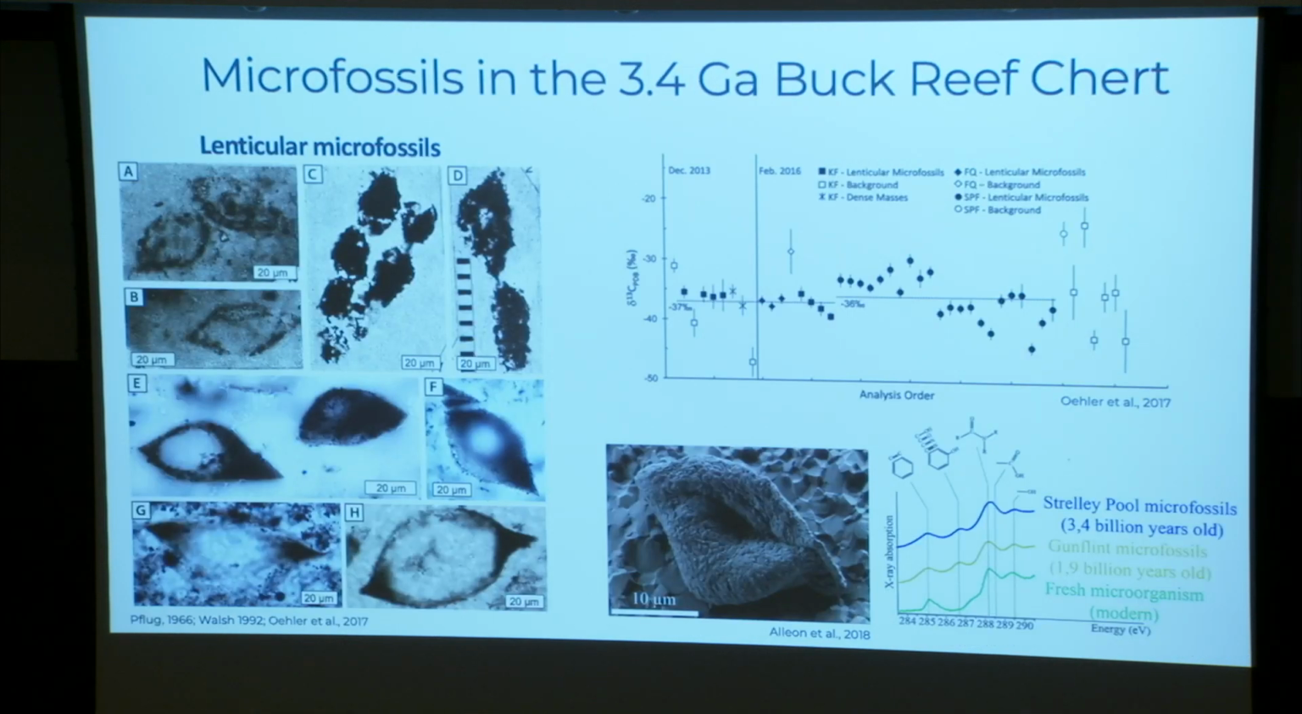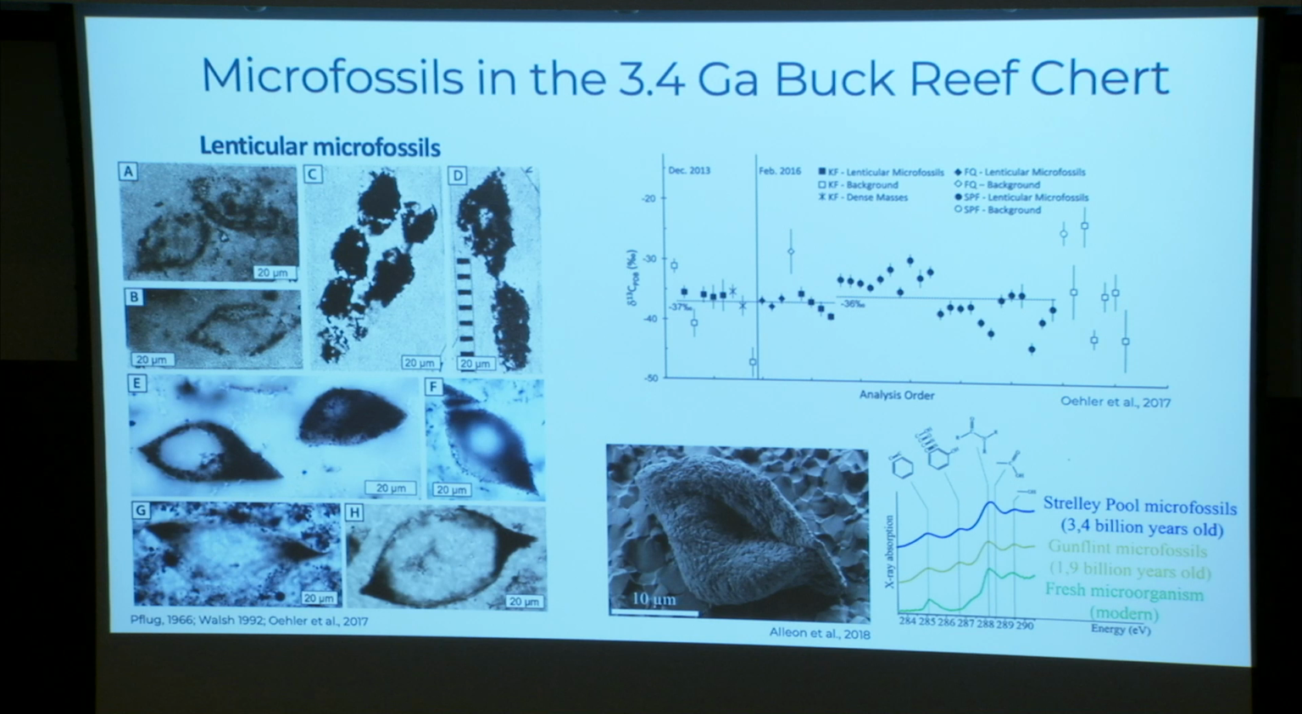Some really interesting microfossils that were discovered in the Buckreef chert of the Onverwacht Group already in the 1960s are these lenticular microfossils. And people still don't know what they actually are. People speculate that these might be planktonic microorganisms. Why are they interesting? Because we not only find them in the Barberton Greenstone Belt, but we also find them in the Pilbara Greenstone Belts. So it's quite strong evidence that these might actually be of biogenic origin.